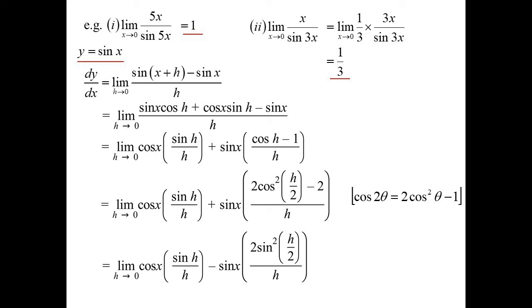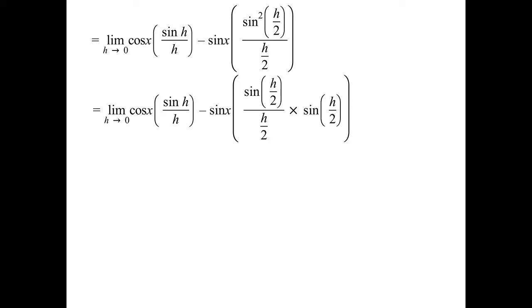I'm getting close to being able to use that limit. How about I rewrite it? 2 on h is the same as saying over h on 2. I've now got the angle matching what is underneath. Problem is I've got sine squared, not sine. So I'll rewrite that to say it's sine h on 2 over h on 2 times sine h on 2.